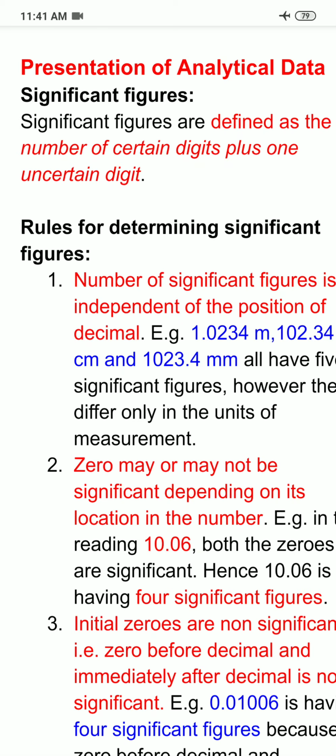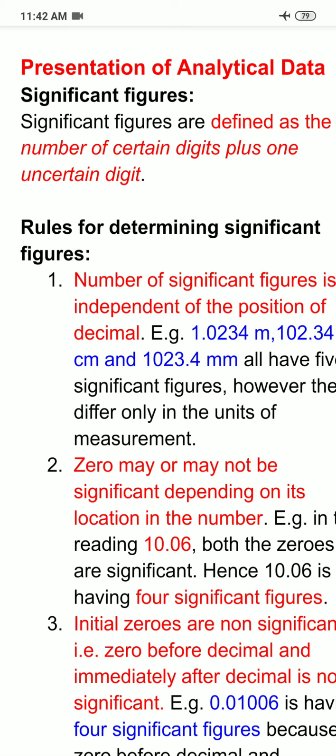So, students, our today's topic is presentation of analytical data. In this, we will study two things. One is significant figures, and second one is rounding off. So, first of all, what are significant figures?